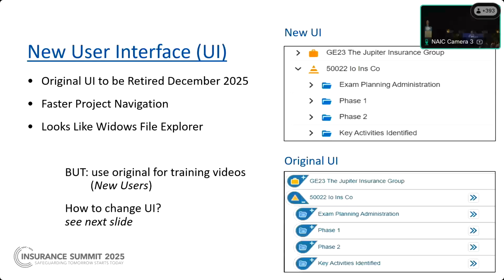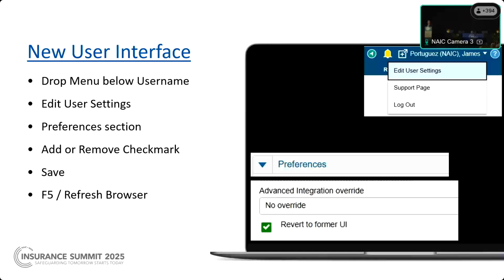for new users. And if you need to switch between user interfaces for you doing the videos, it's easy to do. You just have to look for your name in the upper right-hand corner, and if you have the new interface, you'll have a dot with your initials in there. And then there's a drop menu from there.